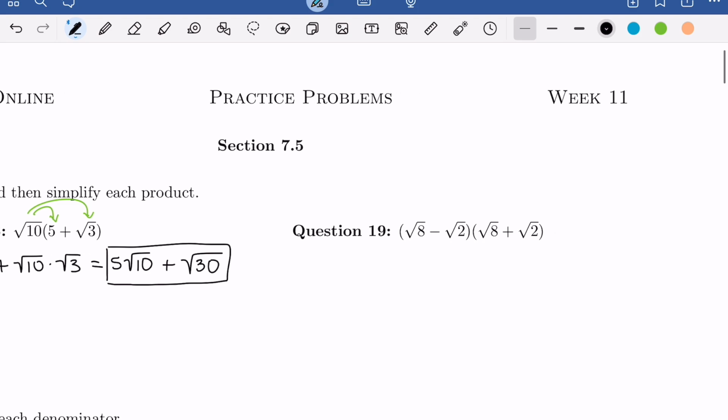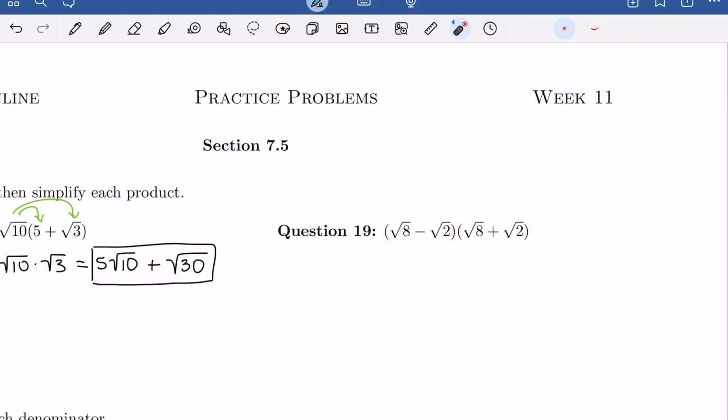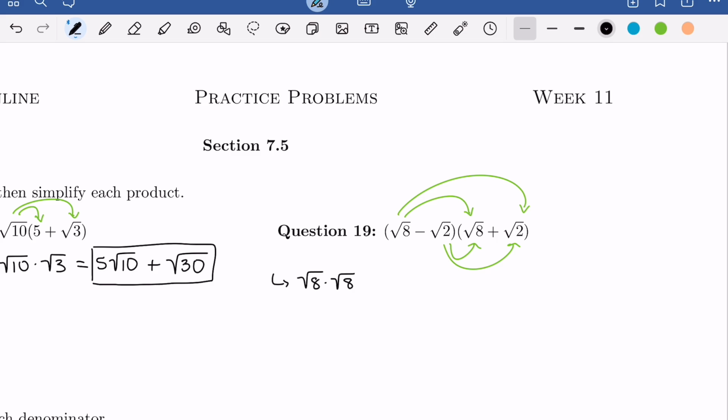Now for this next question here, we're going to multiply these two binomials here, and these binomials both have radical terms here. Now in order to do this, we're just going to use our FOIL method that we're pretty comfortable with. We're going to multiply our first, outer, inner, and last terms together. So let's break this down here. We're going to have the square root of 8 times the square root of 8. That's going to be our first multiplication here.